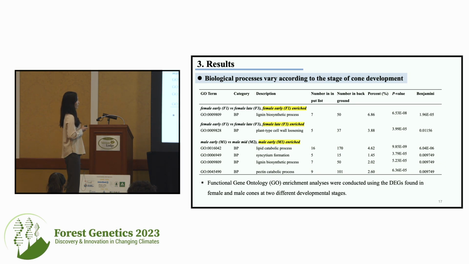On the other hand, in male early versus male mid, lipid catabolic process, syncytium formation, lignin biosynthetic process, and pectin catabolic process were significantly enriched in early male cones. However, there was no significant GO term in mid male cones when compared with the late male cones.